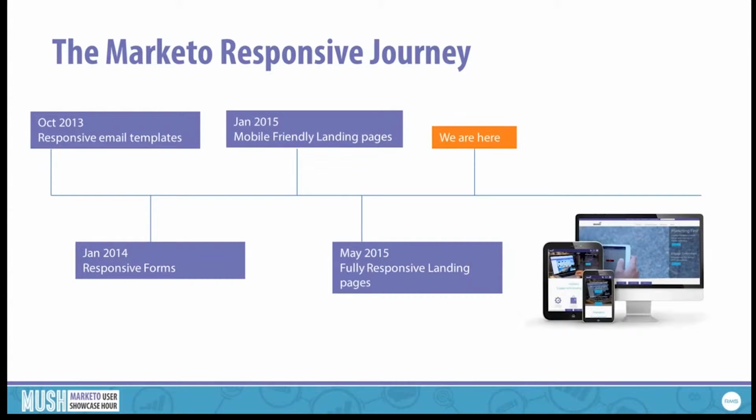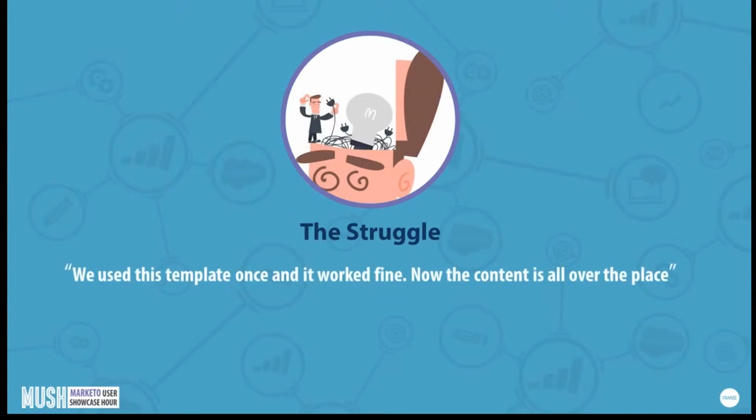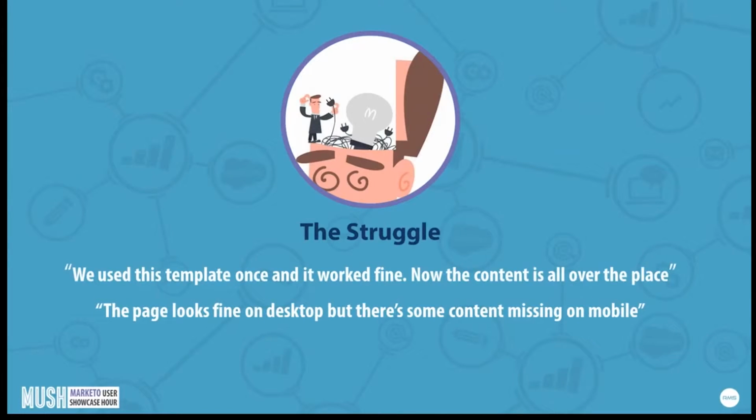So before that, for the past 2 years, it was a bit of a challenge for clients to build responsive templates in Marketo, and we had calls from people with all sorts of little issues or challenges, and we tried to work with them as closely as we could to come up with innovative ways of making sure we could embrace the responsive challenge. We had questions like, we used this template once and it worked fine, now the content is all over the place. The page looks fine on the desktop, but there's some content missing on mobile.